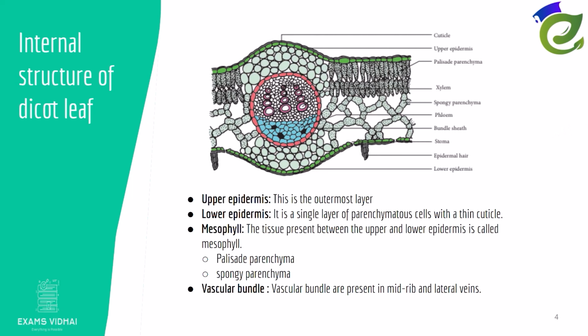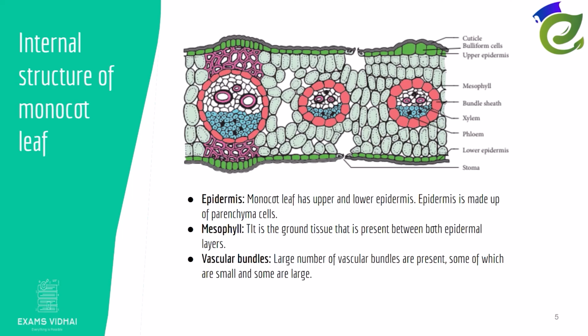Now coming to the internal structure of the monocot leaf. Here again the transverse section is shown for reference. The first layer is the epidermis. The monocot leaf has an upper epidermis and a lower epidermis. The epidermis is made up of parenchyma cells and cuticle is present on the outer wall. Stomata are present on both the upper and lower epidermis. Some cells of the upper epidermis are large and they have thin walls. They are known as bulliform cells.